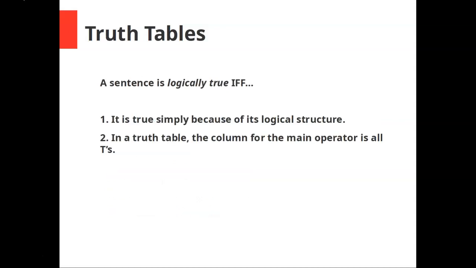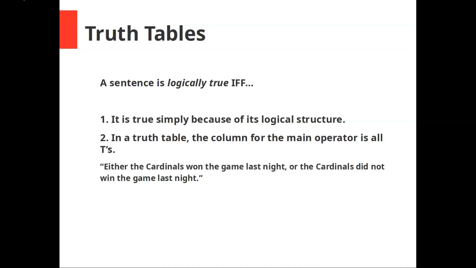A sentence is logically true if and only if it is true simply because of its logical structure, or a different way to put it is, in a truth table, the column for the main operator is all T's, and we'll have a lot to say about what that means. So take the sentence, either the Cardinals won the game last night or the Cardinals did not win the game last night. We would translate that into our propositional logic syntax as C disjunction negation C, or C or not C. And that is true simply because of its logical structure. You don't have to know anything about how the game went last night, and you can know that it's true that either the Cardinals won the game last night or the Cardinals did not win the game last night, because that is a logically true sentence.